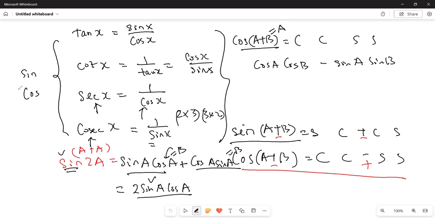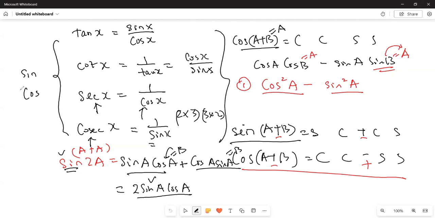Now, what happens if you change the b to become a? All the b on the right-hand side will also become a, correct? So once it has become a, what have you gotten? Cosine square a minus sine square a, because this one has already changed from b to a. So cos a cos a is cosine square a, then you get sine square a. This is the first double angle formula you are getting.